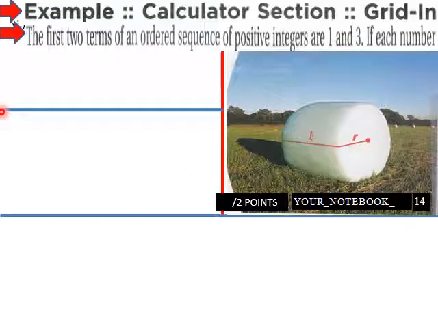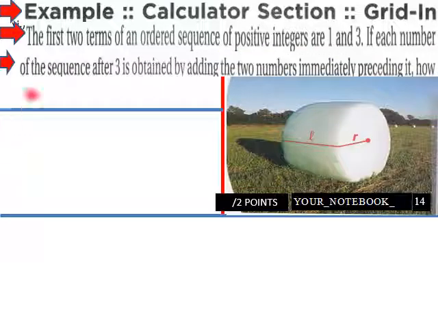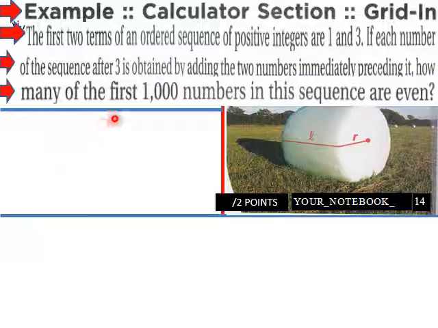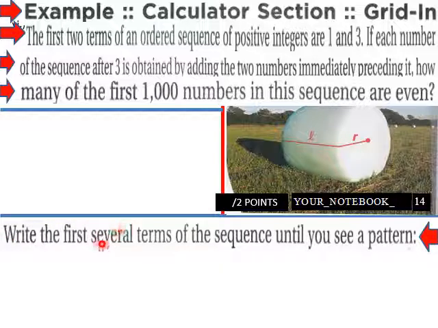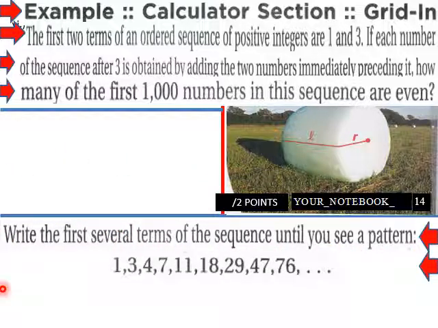Calculator section, grid-in. The first two terms of a sequence are the positive integers 1 and 3. Each number of the sequence after 3 is obtained by adding the two numbers immediately preceding it. How many of the first 1,000 numbers in this sequence are even? Write the first several terms of the sequence until you see a pattern. 1, 3, 4, 7, and so on.